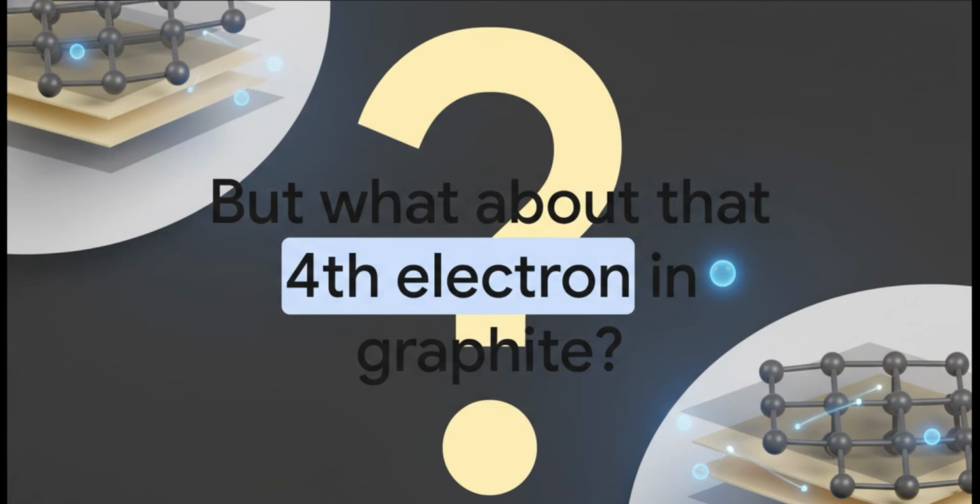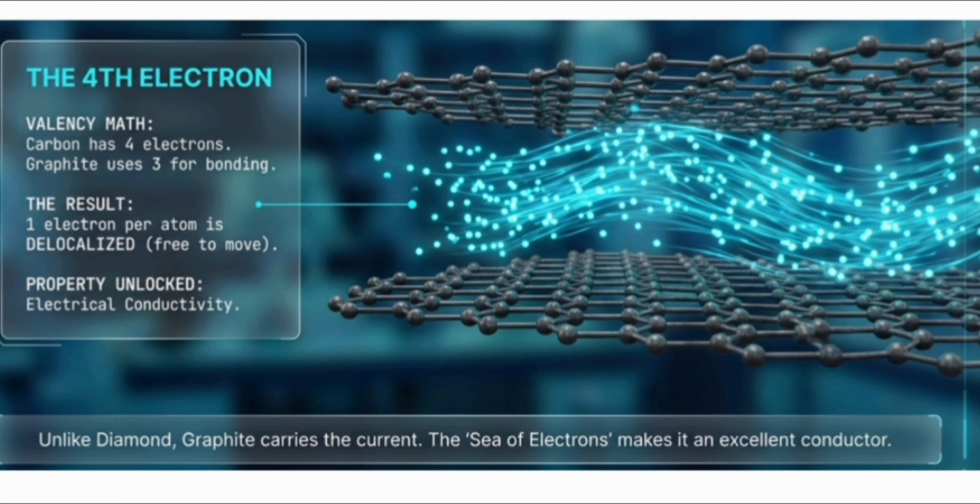Right, we said that in graphite, each carbon only bonds to 3 others, but carbon has 4 outer electrons. So what happens to that leftover electron? This is where the story gets really, really interesting. So that spare electron isn't locked into a bond. It becomes delocalized, which is just a fancy way of saying it's free to move along the layers.